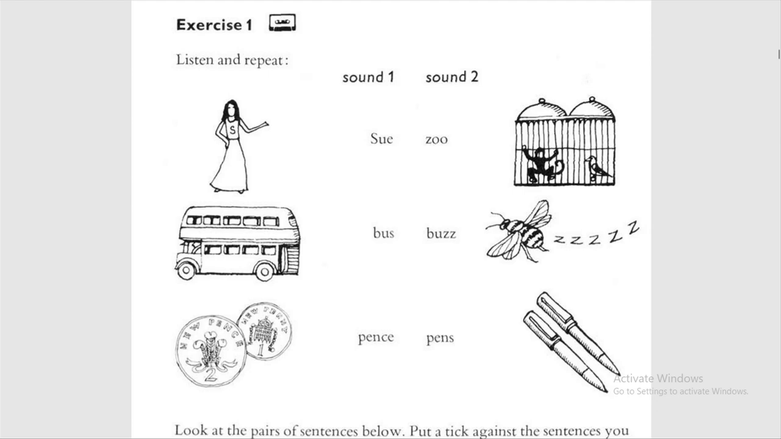3. A. Look at that zoo. B. Listen to that bus. C. Can I have a sip, please? D. It's a good prize.